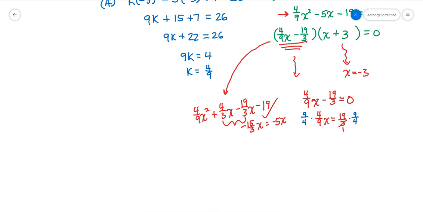I get some cancellations occurring with that. The 3 here, this becomes a 3. And so I'm going to have essentially 19 times 3, which is 57 over 4. And 57 divided by 4 will come out to be a nice little decimal, 14.25. And that would be the other solution.